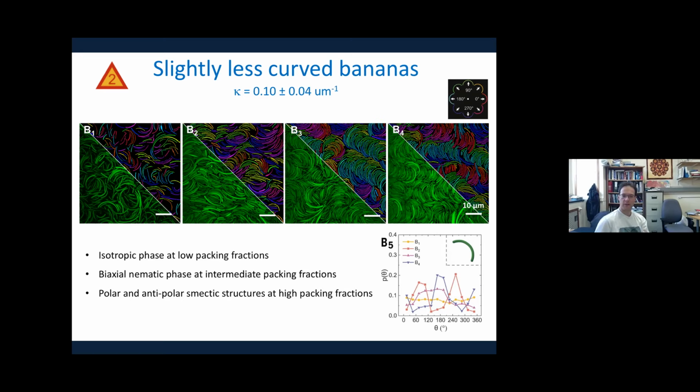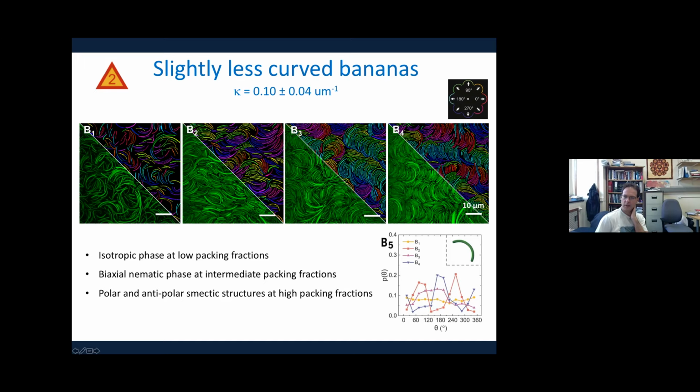And you can see that if you plot the polar vectors here, there's two colors in here. So they're either like this or like that. But this means that you have a nematic, actually a biaxial nematic phase, because they're more or less in the plane. And it gets even more exotic if you go to very high packing fractions, where we start seeing these smectic-like structures. So in B3, at the top right, I don't know if you can see my mouse, you've got a small domain of polar smectic structures where the layers are oriented in the same direction.